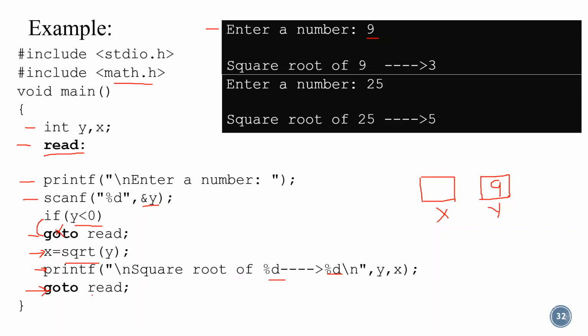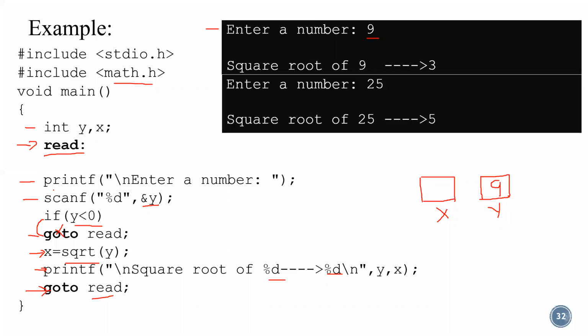So when it encounters a go to read without any decision, like if y is less than 0, we are using go to read. Here we are not giving any if statement, so it will go to this go to read, right? The place where we have labeled as read, it will be moving to this location, that is read. Again, it will start execution from this line.